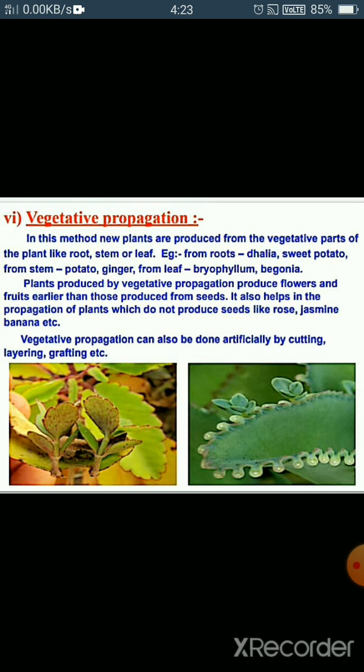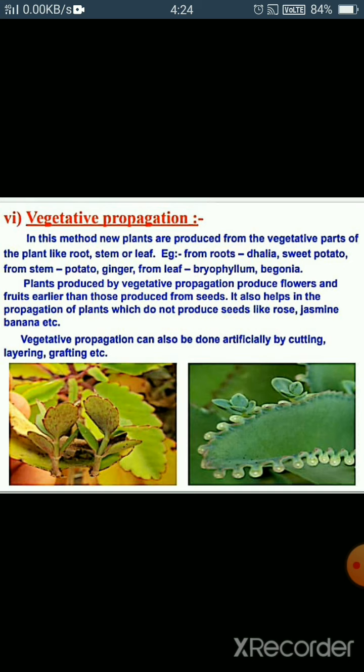Here you can see in the picture the small buds appear at the edge of the leaf, and they detach from the leaf, fall into the soil, and grow into a new plant of bryophyllum. So plants produced by vegetative propagation produce flowers and fruits earlier than those produced from seeds, and also help in the propagation of plants which do not produce seeds, like rose, jasmine, banana, etc.